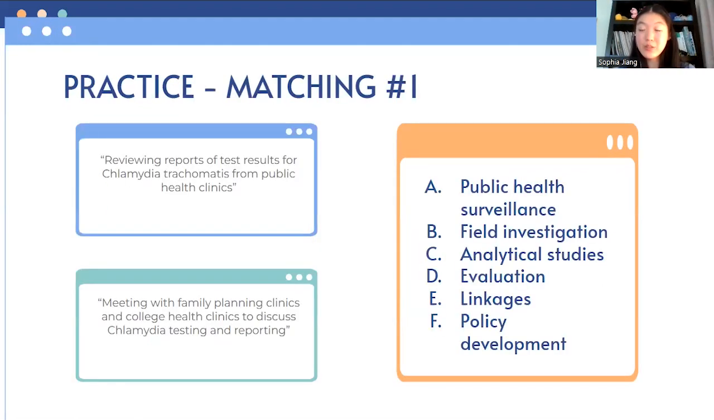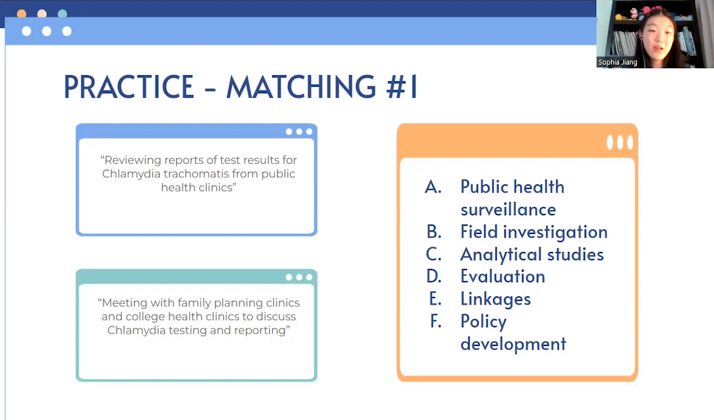So now we're going to go and do some review. On the right, we have our 6 major tasks: public health surveillance, field investigation, analytical studies, evaluation, linkages, and policy development. And on the left, I have short little blurbs about an example or a use in action of these major tasks. I'm going to read each out loud, and you guys can pause the video after I finish to try it on your own, but I will explain the answers after I give them.